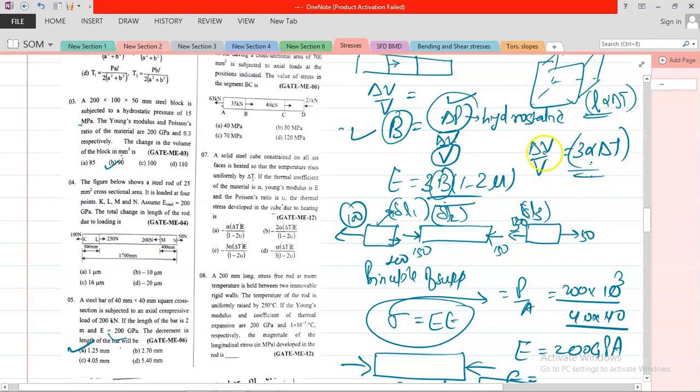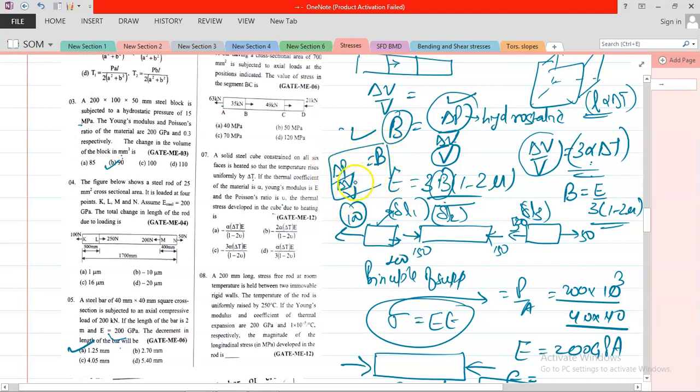Now, what is given? Stress you need to find. So you know delta V by V, and you want to know the bulk modulus. So bulk modulus is E by 3(1 minus 2 mu), that is in terms of E and mu. Now you want to obtain the thermal stress, that would be volumetric stress. So delta P by delta V by V is equal to B.